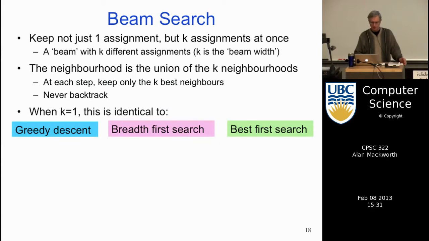So if you have your cards, if k is equal to 1, what is this? One of these algorithms we've already seen: greedy descent, breadth first search, or best first search. Talk to your neighbor, see if you agree.